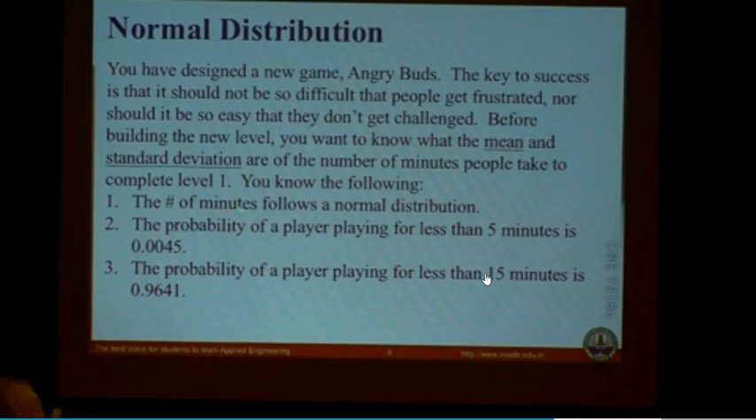So, I have assumed that the number of minutes that a person is spending on playing the game follows a normal distribution. The probability of a player playing for less than 5 minutes is 0.0045. The probability of a player playing for less than 15 minutes is 96.41. So, very few people are finishing in less than 5 minutes. Almost everyone is finishing in less than 15 minutes. So, somewhere that is the range.